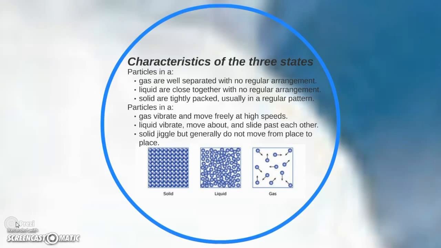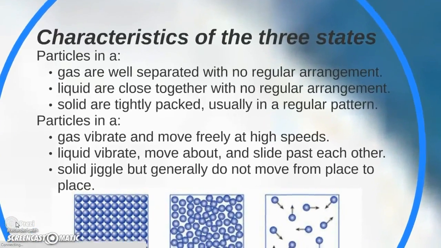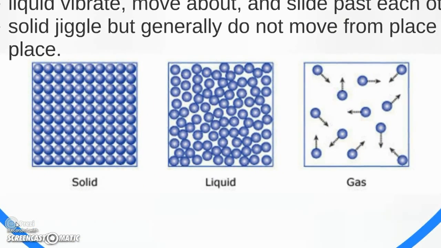But in a solid, the molecules are much more tightly packed. They jiggle around a little bit, but they don't move, and so this is why solids don't shape to their container and they stay how they are. Here's an in-depth view of the molecules in the three states.